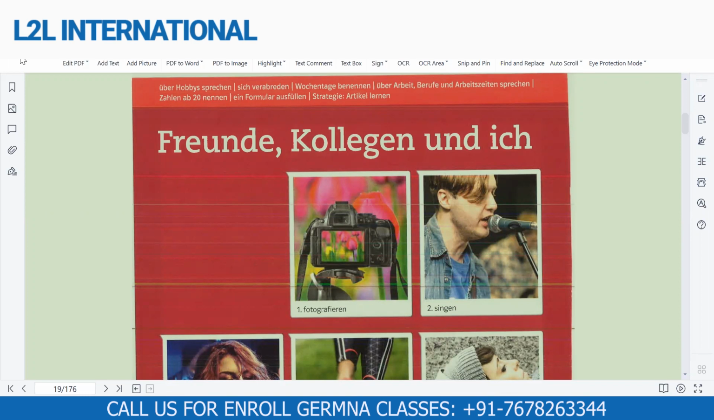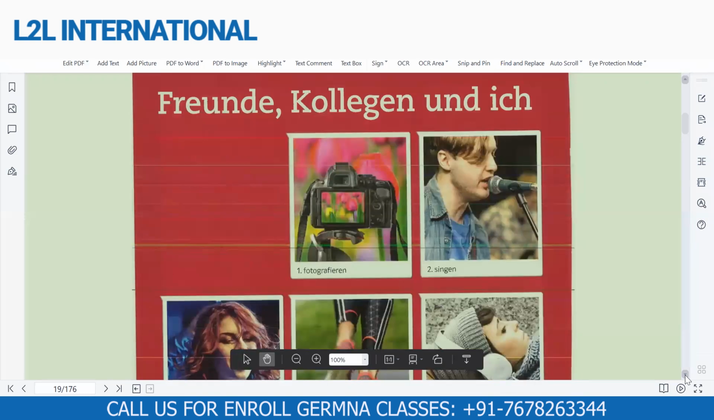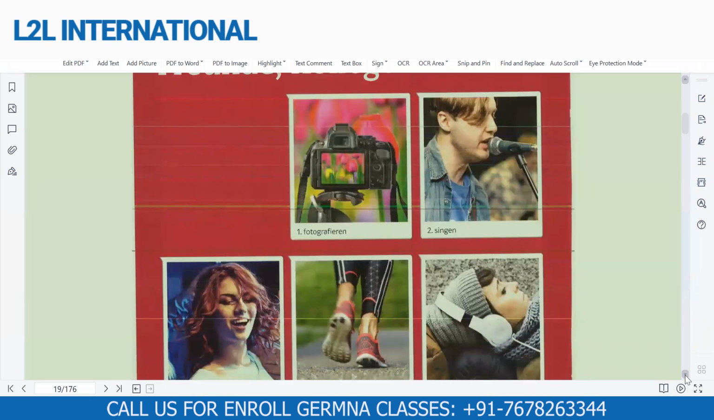I'm done with the words. Okay. Could you read the words yourself, Samriddhi? All of the words? Yeah, most of them. Okay. Fotografieren. Okay, singen. Okay, warten.